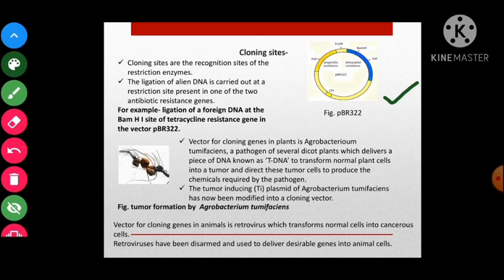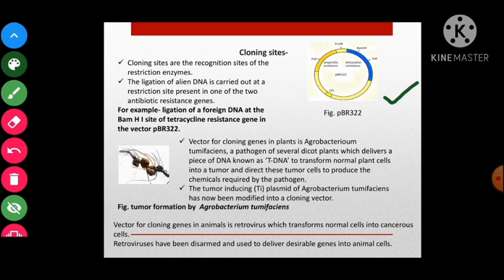It is a cumbersome procedure. Therefore, alternative selectable markers have been developed which differentiate recombinants and non-recombinants on the basis of their ability to produce color in the presence of a chromogenic substrate. Now, the second method is insertion inactivation.